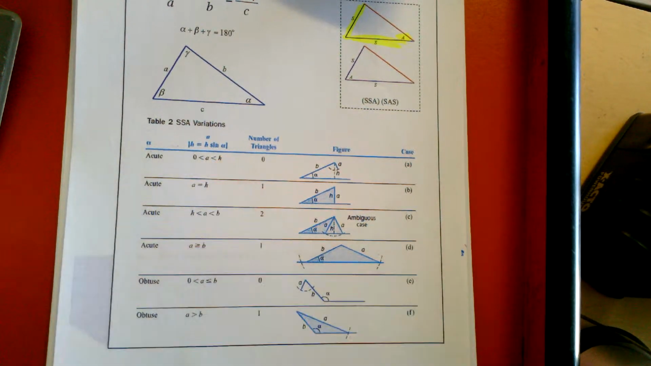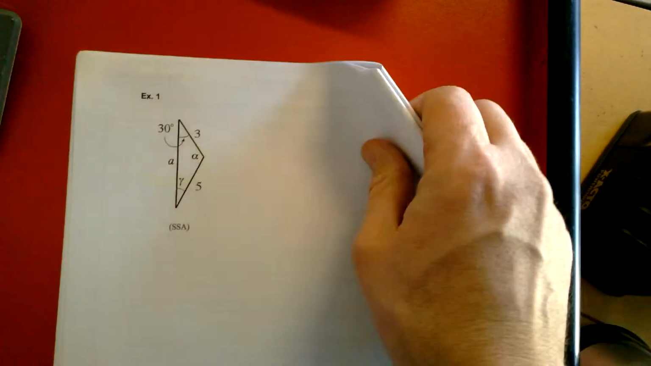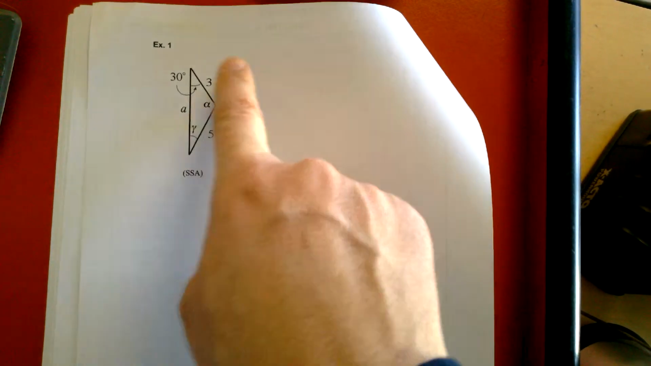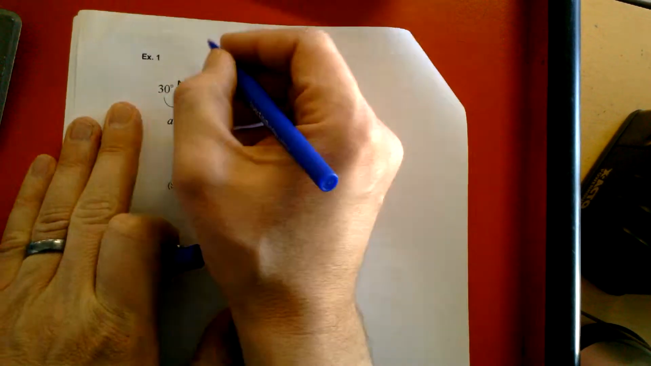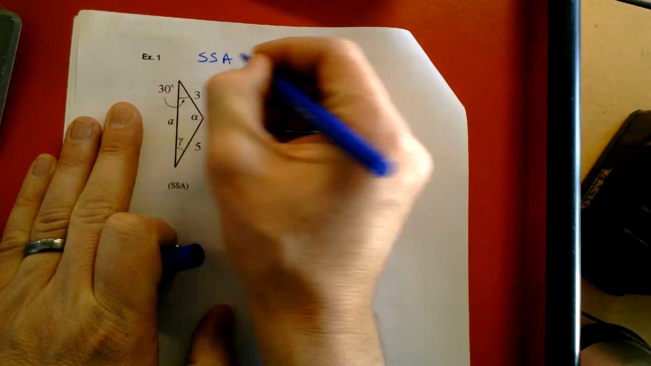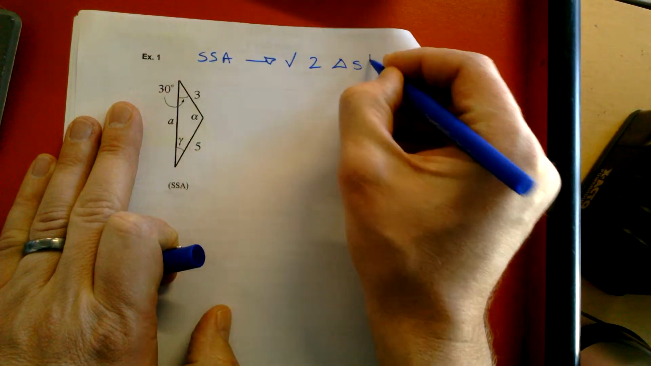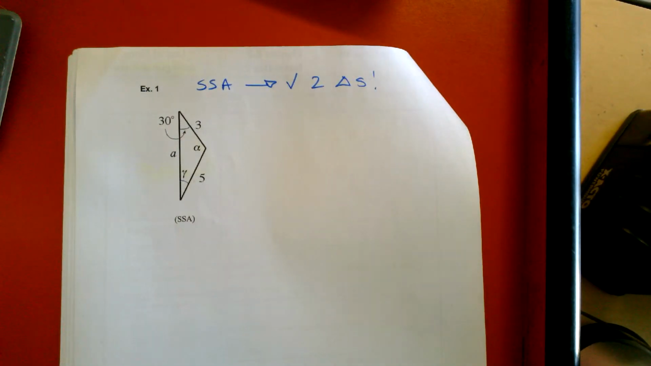So let's put this in action. When you start seeing it, it's not so bad, and it will start making sense to you. Let's get started. Example 1, I've got side, side, angle. Anytime we have two sides and the non-included angle, this one could be a real pain, the SSA. So we have to check for two triangles if we're using our law of sines. So watch out.